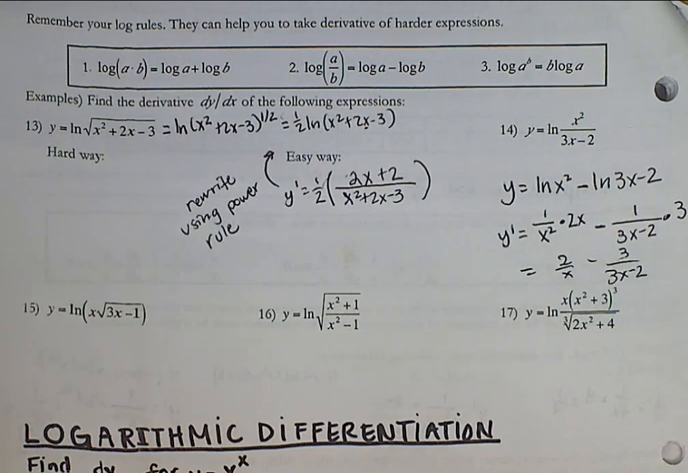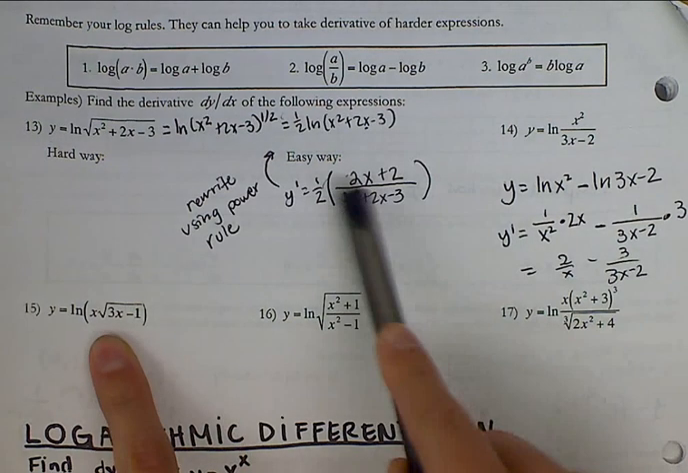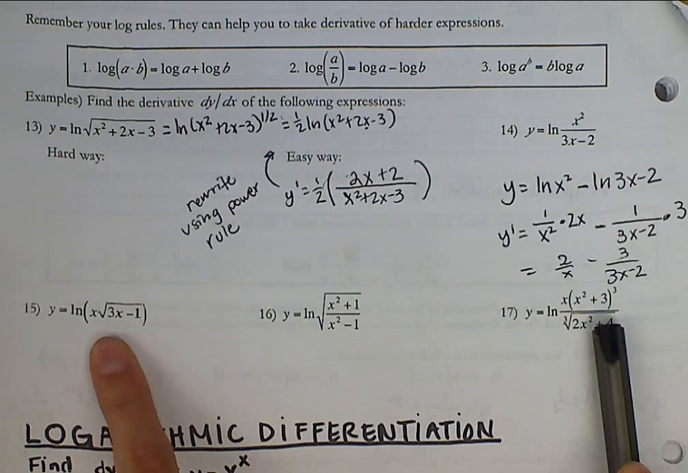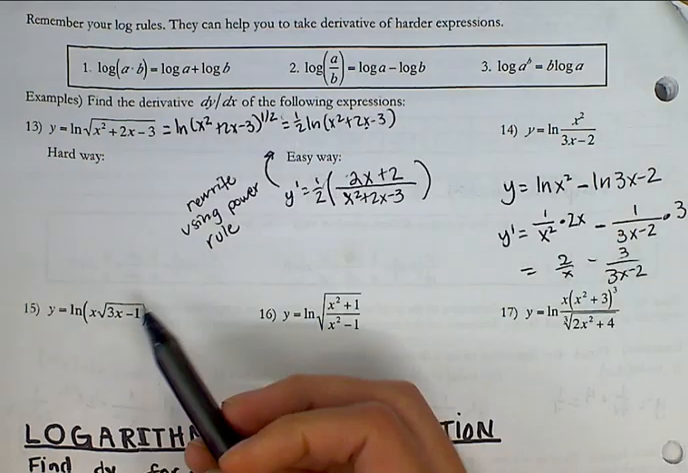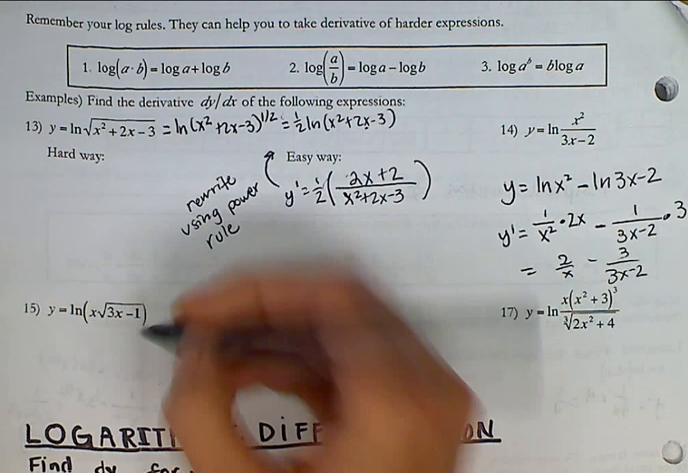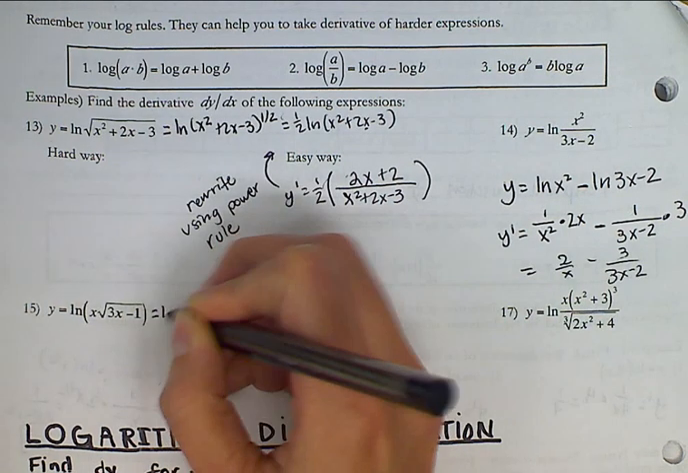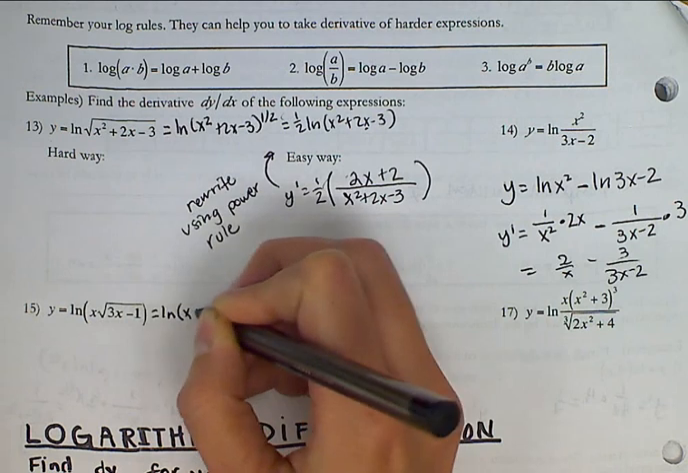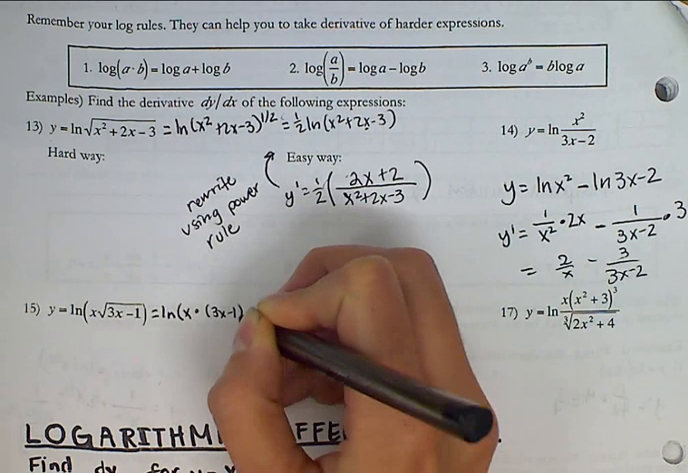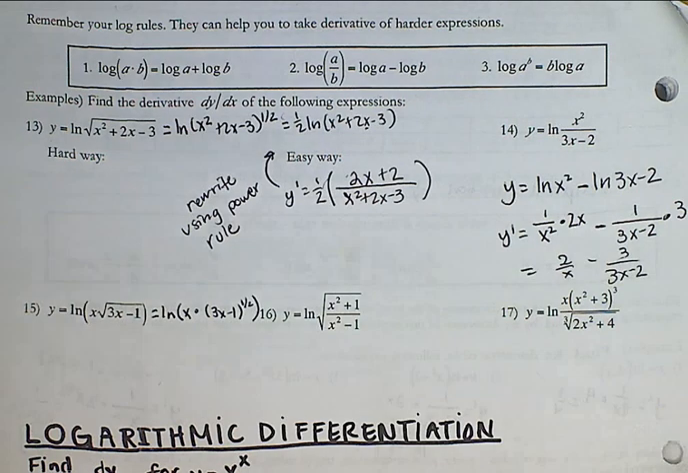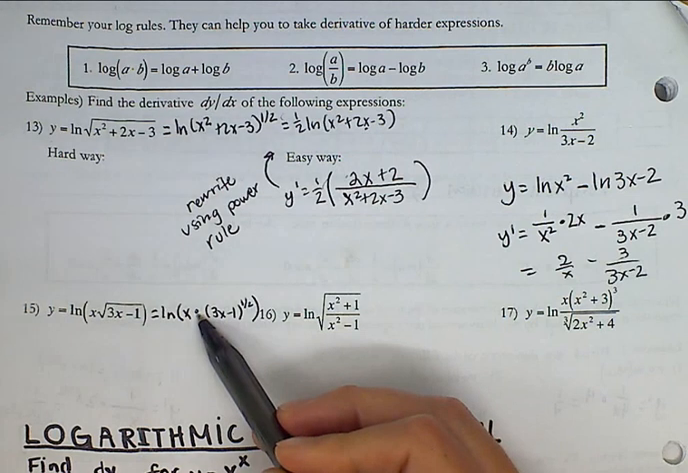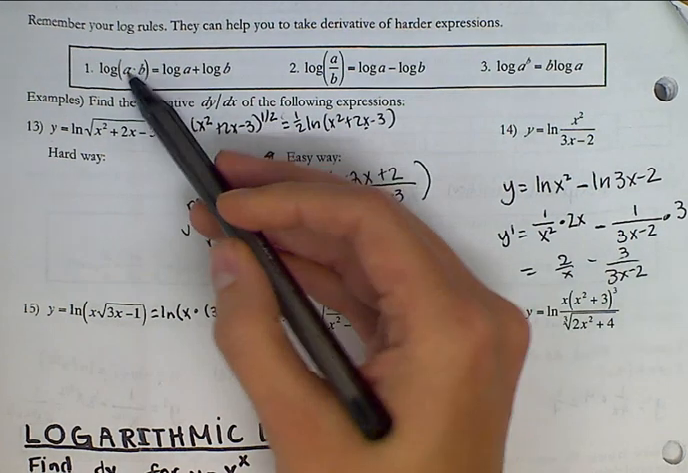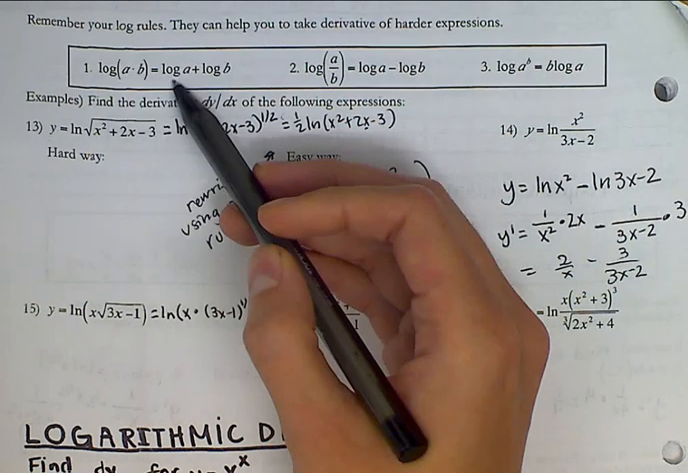If you remember, we left off by looking at expressions here that we can simplify using these log laws up here. So for this one, I'm going to rewrite this a little bit. This is the same as ln of x times 3x minus 1 raised to the 1/2. So the first thing I'm going to do is use the product rule. The log of two products is the same as the sum of the logs.